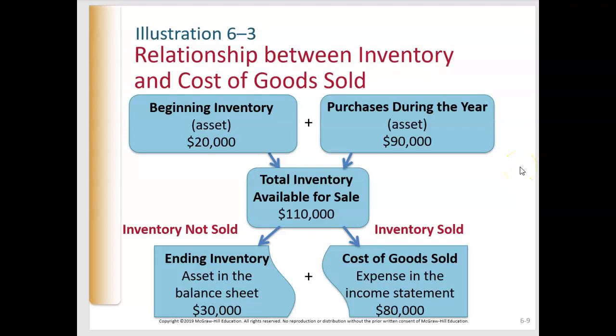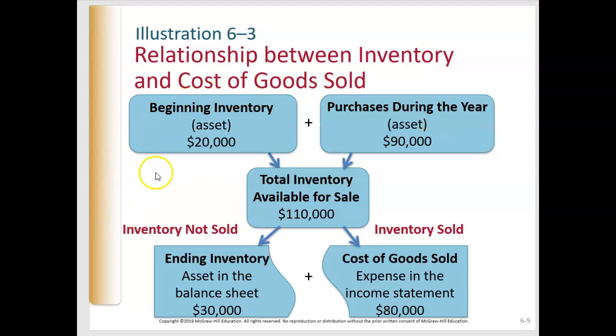So the company has inventory, which is an asset. When they purchase goods that they're going to resell, it goes into an asset account called inventory. When they sell it, it moves out of inventory to cost of goods sold, and cost of goods sold is an expense type of account.